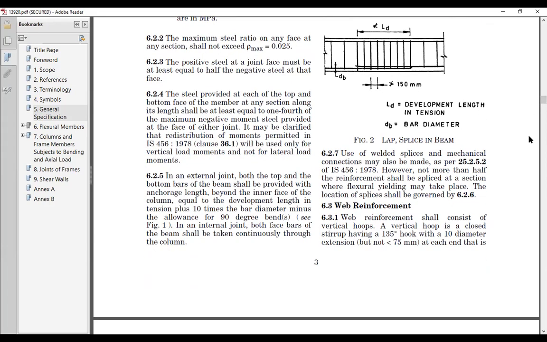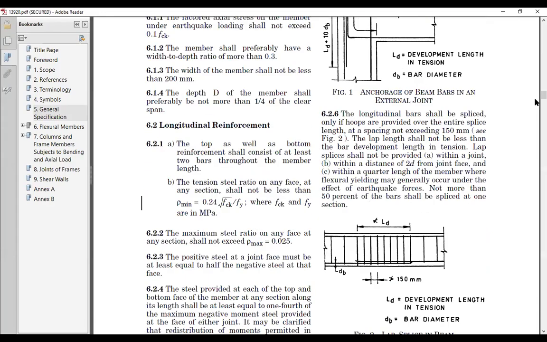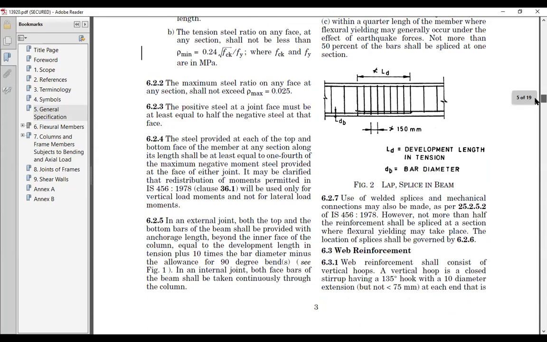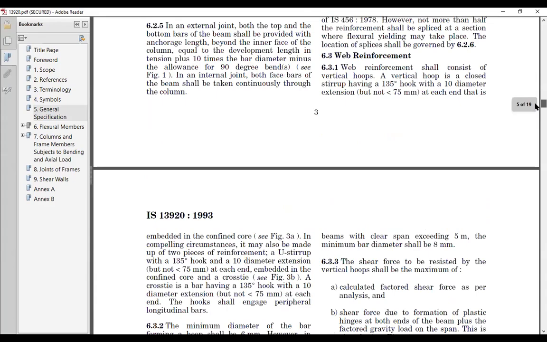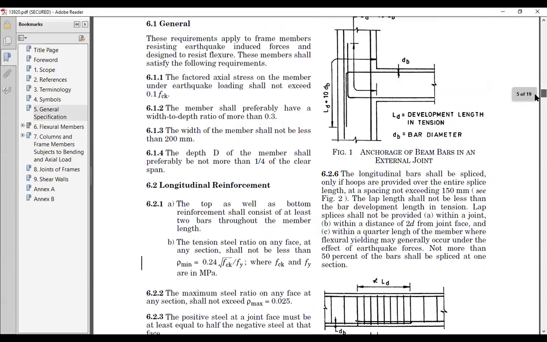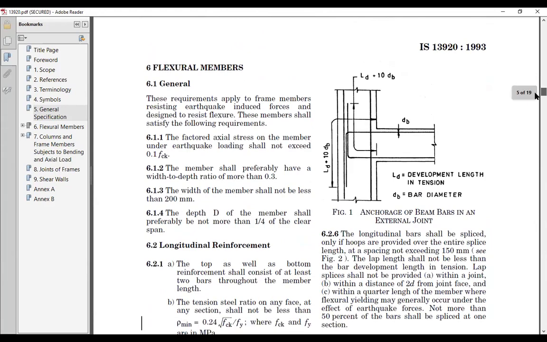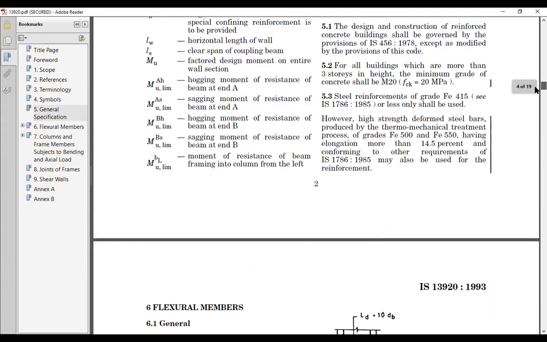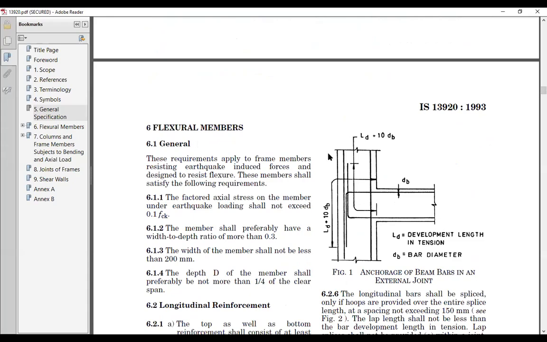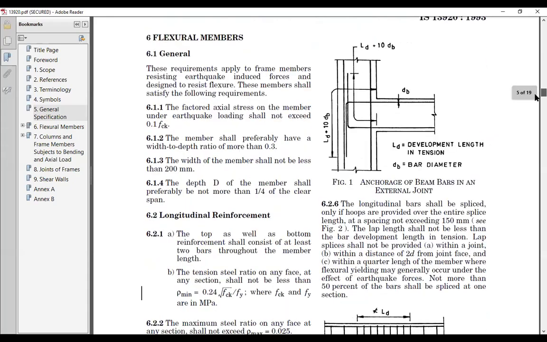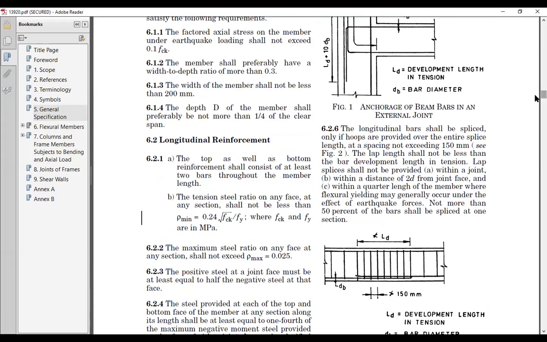Okay, so this 6.25 clause I have just shown you for this figure 1, plus 10 times the diameter. Okay, so basically you can remember the requirements. The first one is general specification. So in this we have some clauses, and then for flexural members we have some clauses. After flexural members we will have some clauses for compression members also, correct?